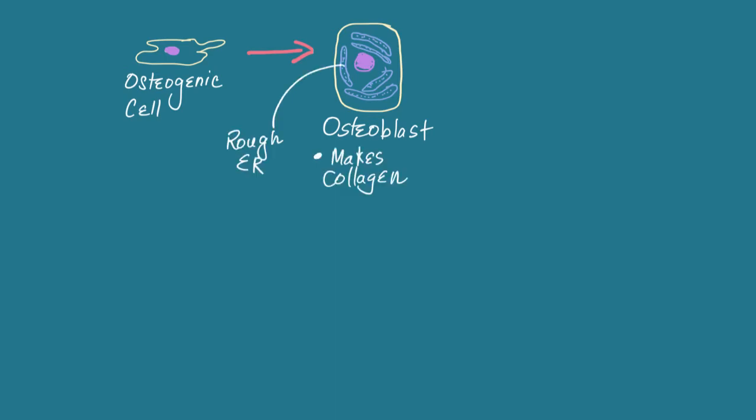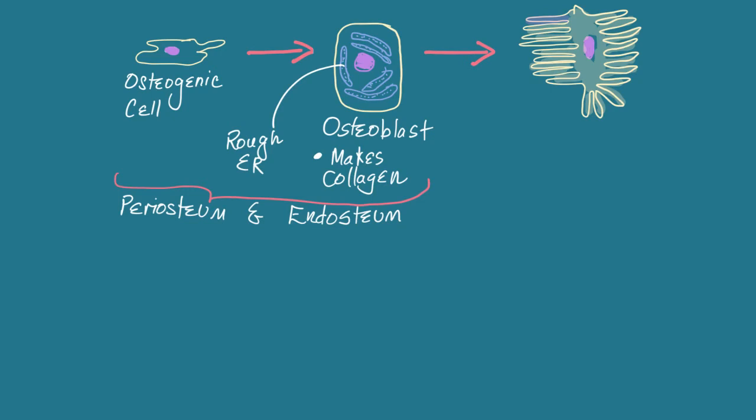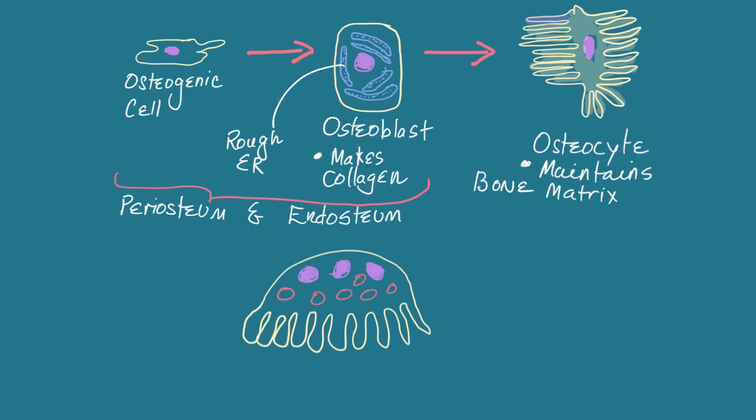The osteoblast has large amounts of rough ER because its function is to make collagen and release it from the cell, where it becomes part of the matrix. Both the osteogenic cell and the osteoblasts are found in the periosteum and endosteum, which are the linings of the bone. The osteoblast gives rise to the osteocyte. The osteocyte is the mature bone cell. It maintains the bone matrix.